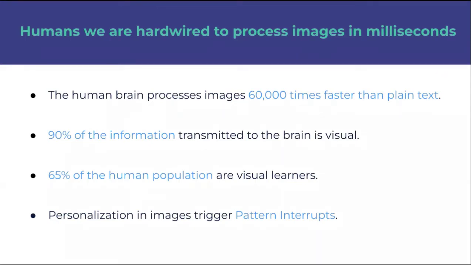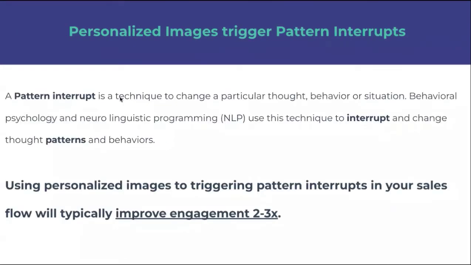90% of the information that's transmitted to the brain is visual, and 65% of the human population are visual learners. So everything there is leaning towards having this visual experience where you're talking to the user via imagery. And personalization in images triggers what's called a pattern interrupt. That's a really important part of the process, and why the Hyperise method of outreach and using our services is so powerful. So what is a pattern interrupt?